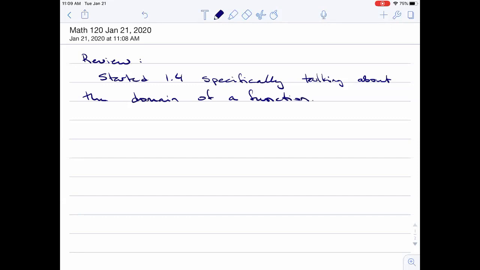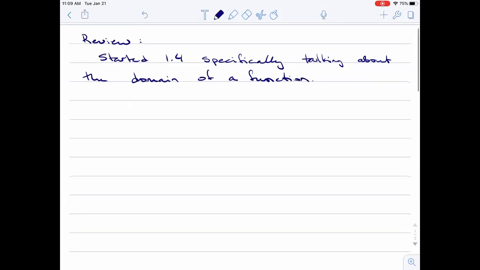Okay. We said, well, the domain is all the possible values of x that we can have, right? The domain is all possible values of x, all the possible inputs that we can have. And so we said, well, there's a couple of things that we need to keep in mind, right? That we can't divide by 0. That's a big one, right? So any x that makes us divide by 0 is not in the domain.